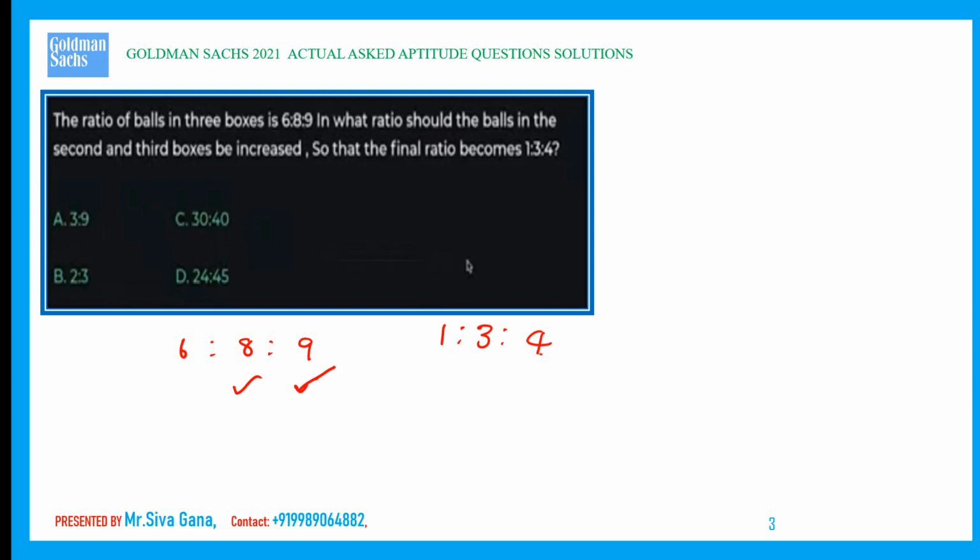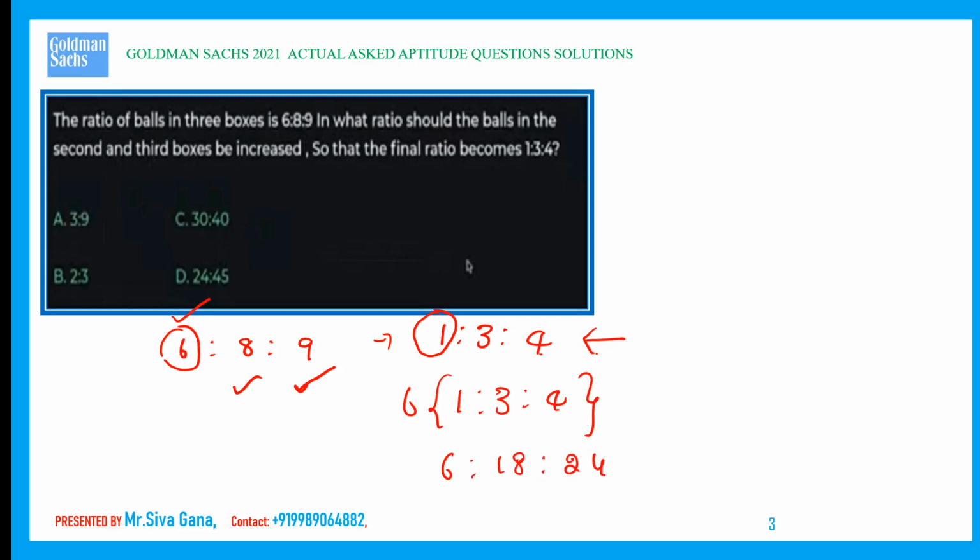So this is the reason why I just want to make these 6 parts and this one part the same, because the number of balls in the first box is constant. For that purpose I am multiplying this ratio by 6. 6 into 1 is to 3 is to 4, which is 6 is to 18 (6 threes are 18) is to 24 (6 fours are 24). Which means the number of balls in the second box is 8.